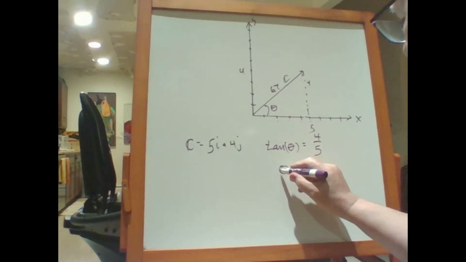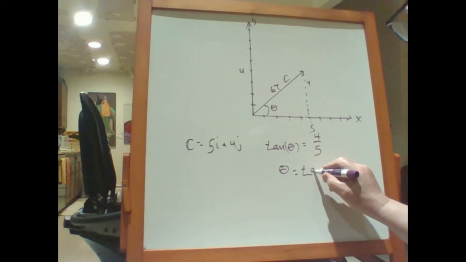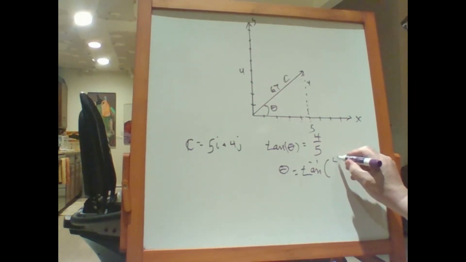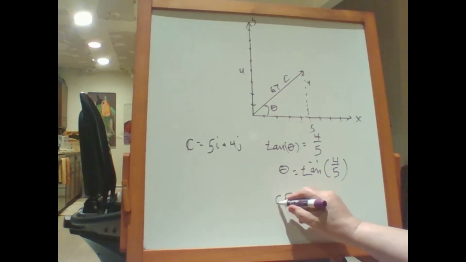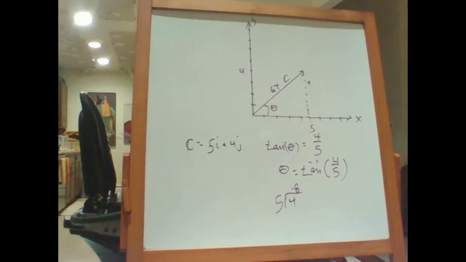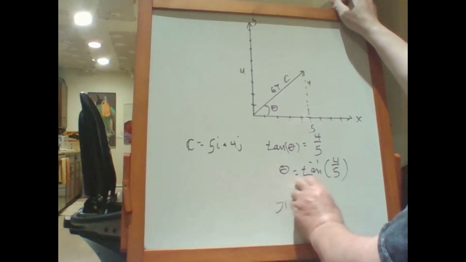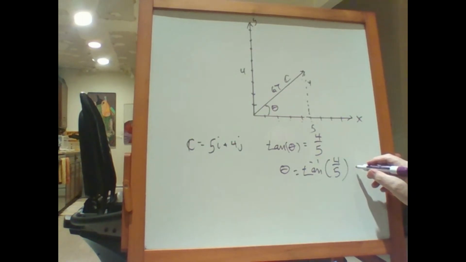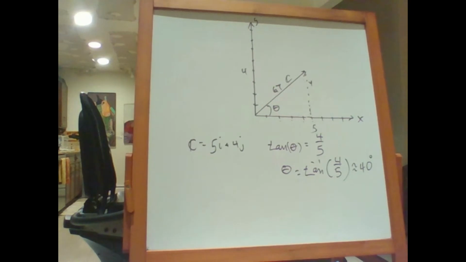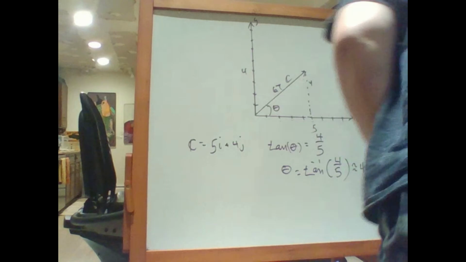So theta is equal to the inverse tangent of 4 on 5. And 4 on 5 is 0.8. So it's not quite 45 degrees, so it's less than 45 degrees. It's probably somewhere in the upper 30s, maybe 40 degrees. That's a guess. I can get a calculator and we can calculate that exactly.